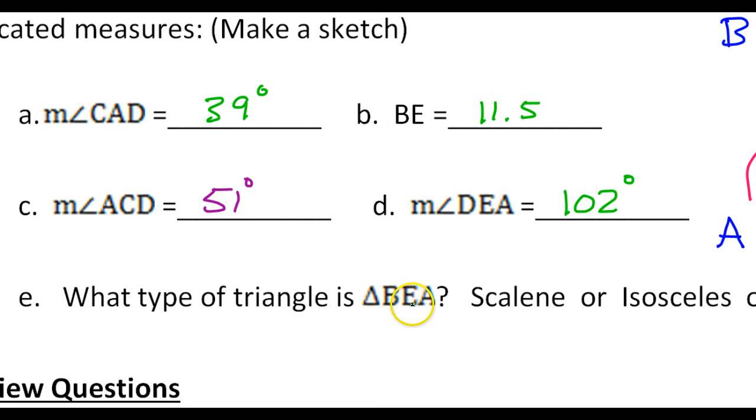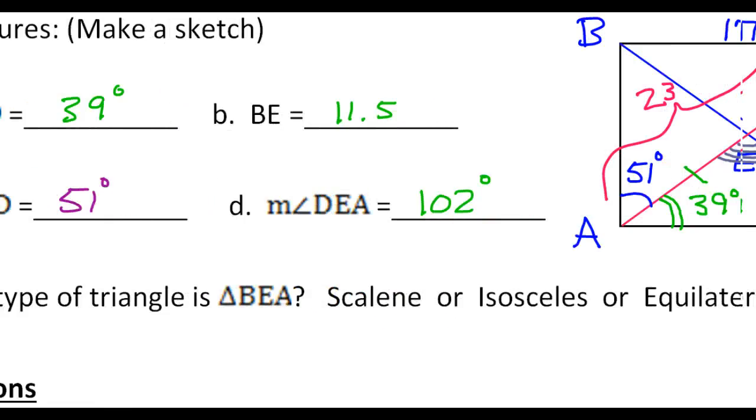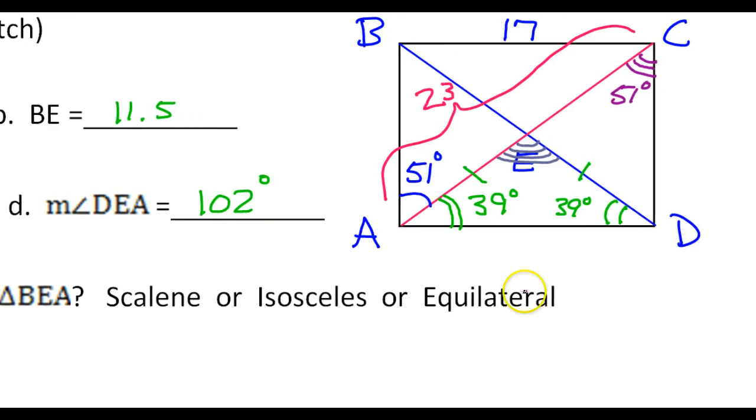Alright, now this last question here, what type of triangle is triangle BEA? Well, we just emphasized that. BEA, as well as the triangle we just did, and all 4 of these triangles meeting at the center, are all isosceles triangles, as we just discussed.